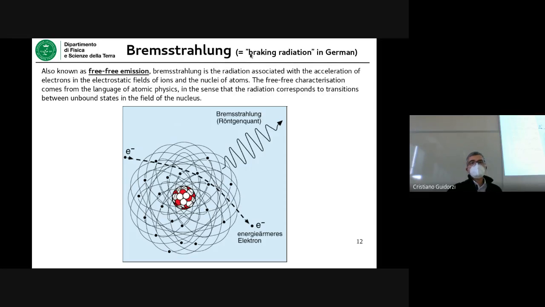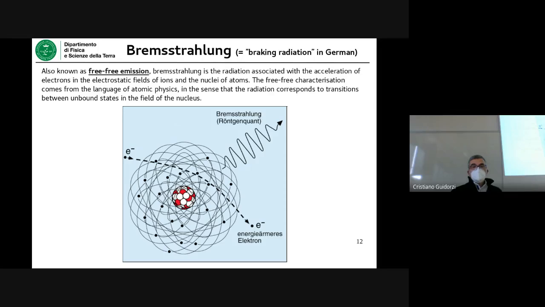B-R-A-K-E, the verb, is a synonym of to slow down, to decelerate, which is exactly this case. Not to be confused with to break, B-R-E-A-K, the pronunciation is the same, which means to tear apart, to smash, to crack. So the pronunciation is the same, the meaning is different. So to bremsen in German is to brake in this sense, so to slow down. Strahlung is radiation, so breaking radiation.